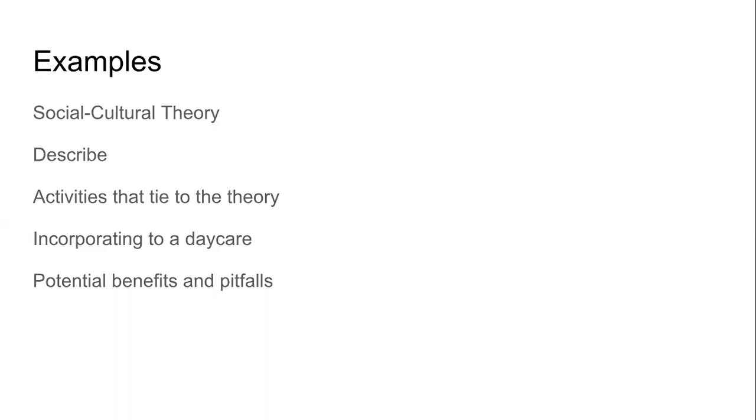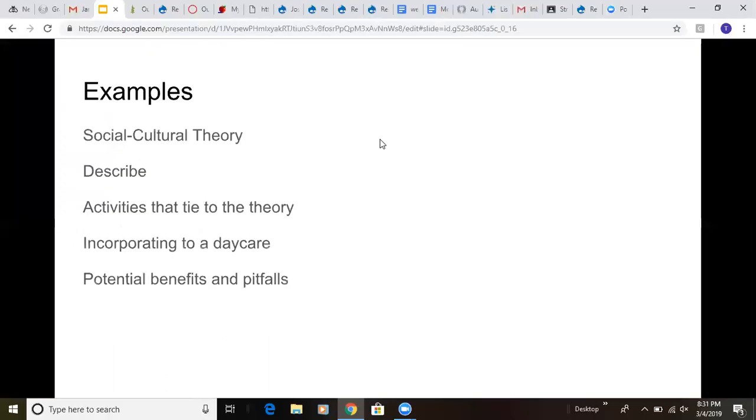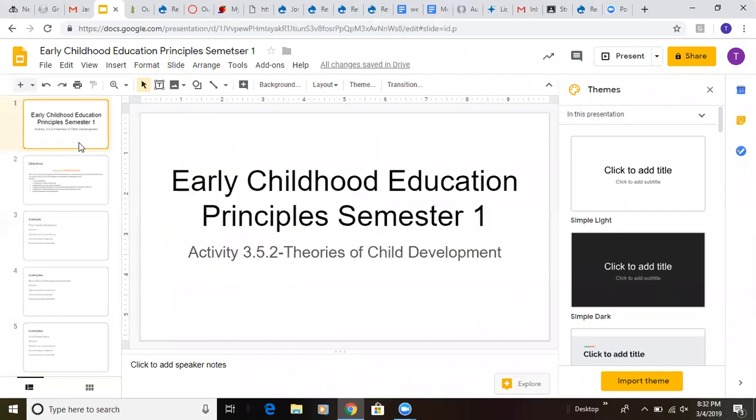So I'm going to do that with all 3 of them, do all steps with all 3 of them, write it out as an essay, and then hit that word requirement. And that will be your activity for 3.5.2 for early childhood education principles semester 1.